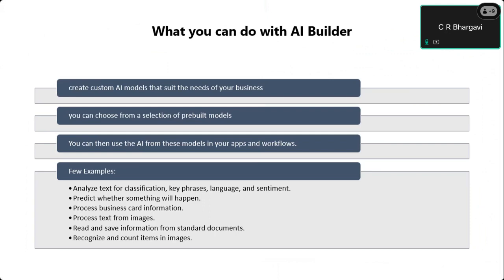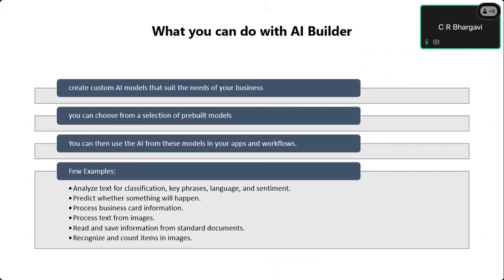Or if we want to leverage some kind of AI available inside the apps and workflows, then these are some things that we can do inside the AI Builder. A few examples: when we want to analyze text for classification, or when we want to generate key phrases, language and sentiment out of it, then we would go ahead with the AI Builder. Also, when we want to predict whether something will happen or not, based on the sentiment or based on some scenarios.